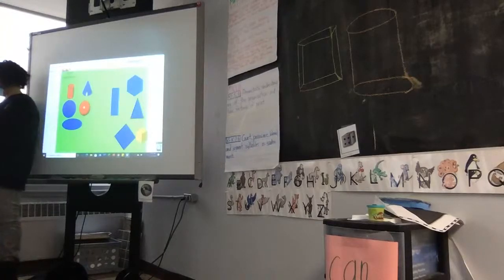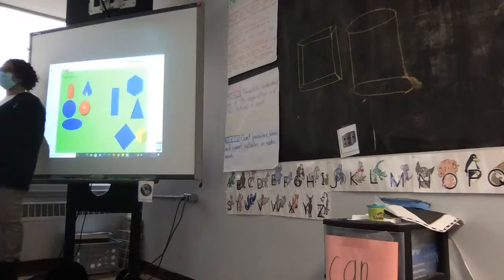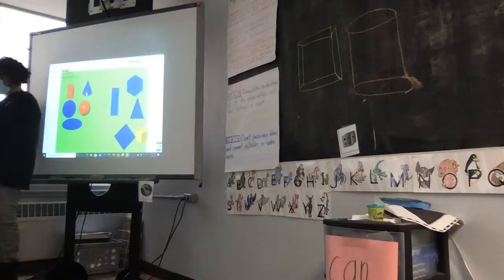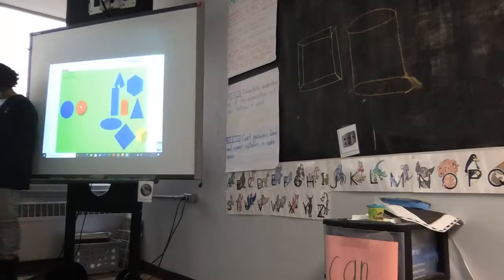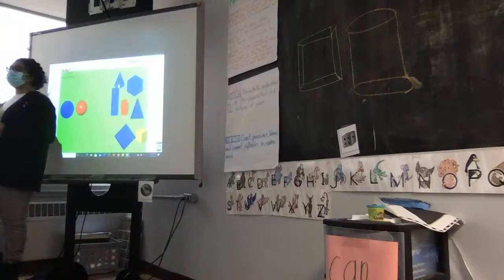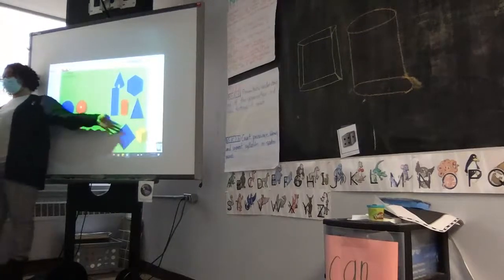Alright, so now I want you to sort your shapes into things that roll and things that cannot roll. Things that can roll and things that cannot roll. Remember, you have flat and solid shapes. Sort them into things that can roll and things that cannot roll. This can roll too. It rolls. That's good. So I separated mine. Things that can roll, things that cannot roll.